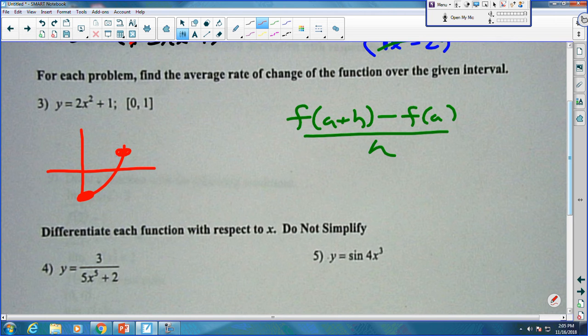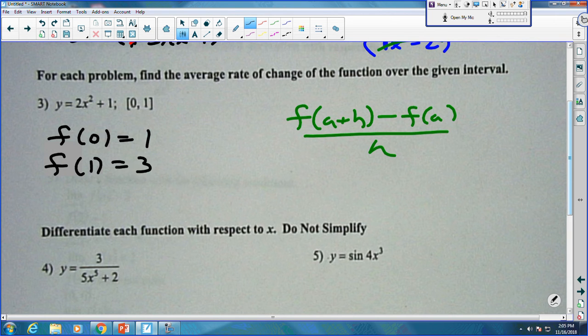Guys, I want the average rate of change. I want the slope of that secant line. So all I need to do is I will change y to f of x. F of 0 is 1. Do you guys agree? F of 1 is 3. 3 minus 1 over 1 minus 0. The answer is 2. The average rate of change is 2.